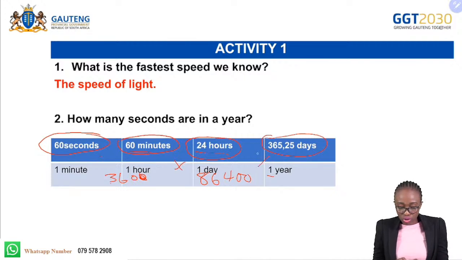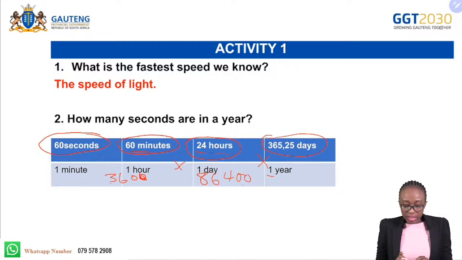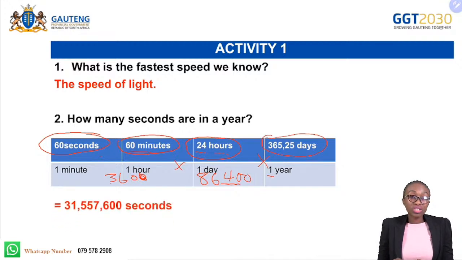So now we need to find how many seconds we have in a year. A year is 365 and a quarter days. So you multiply this value by 365 and a quarter. And then you will come up with this grand value, which is 31,557,600 seconds. So that's how many seconds we have in a year.